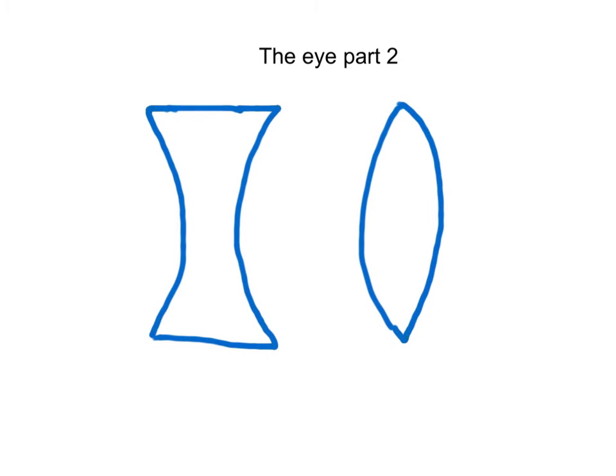Now the measure known as power is equal to, it's an equation that's equal to 1 over the focal length is power. And the really interesting thing is that with a convex lens, you have a power that's positive. And with a concave lens, you have a power that's negative.